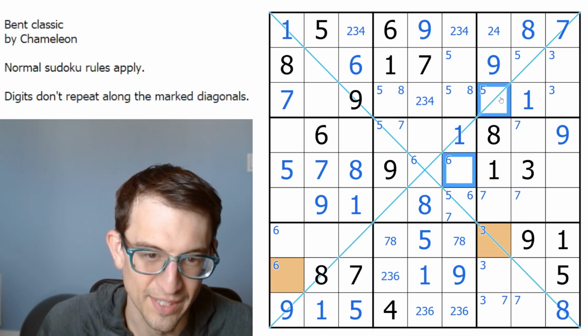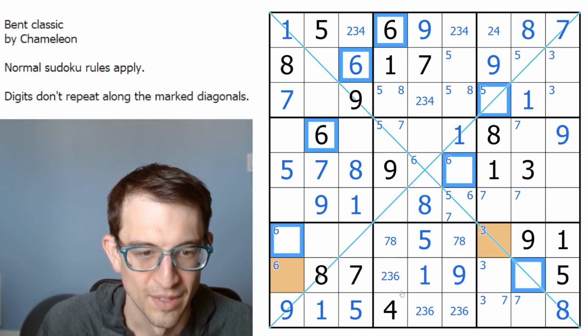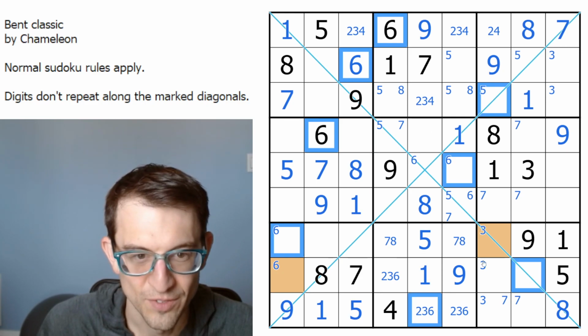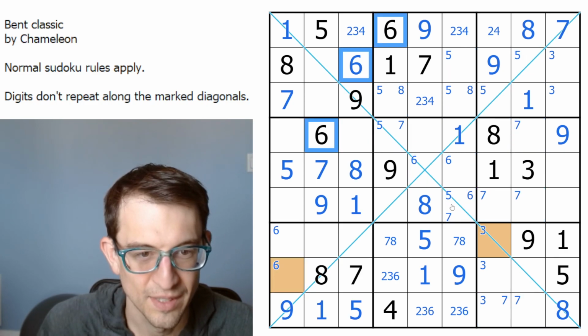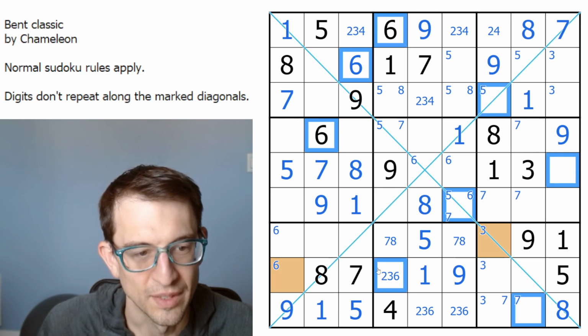So if this is 6, I need the 2 6s on these diagonals. Which puts one here. Let's highlight my 6s again. Puts it here. Actually, that's fine. That still works. See, if I put a 6 here, then I also have to put this here, and then here, here, here, here.